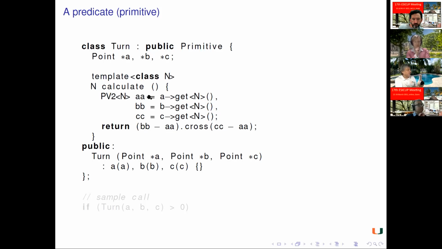And then because of the no argument aspect of the calculate, you're forced to write a constructor which takes the 3 points as arguments and stores the 3 points in class variables, like right here. And then if you do so, then using it is just as I showed you. You just say if turn ABC greater than 0, no problem. Now you may say, where is the greater than operator? Well, you're derived from primitive. Primitive takes care of that for you. So you just have to do this, and then you could just use it as an ordinary predicate.